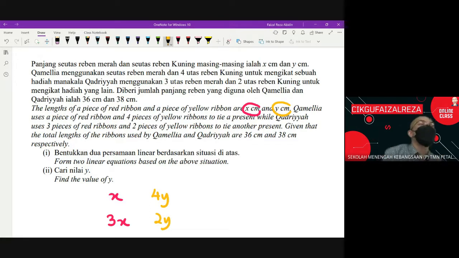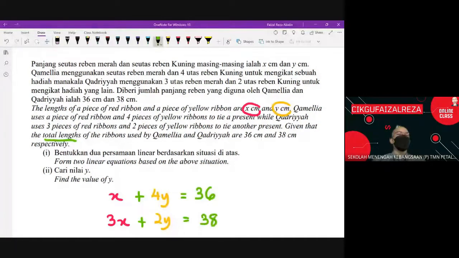Okay. Given that the total, what does it mean by total? Total here means the total of the ribbons used by Camellia and by Kadria. For Camellia the total is going to be 36, which means we are going to have equals 36 over here. And for Kadria... Number 1, form 2 linear equations based on the above situation.